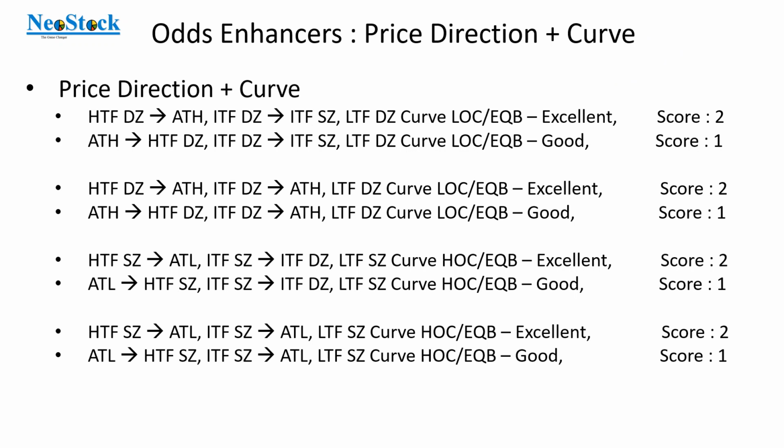Okay, now let us get into a practical session. I'm taking this scenario: HTF demand zone to all-time high, prices are moving. ITF demand zone to all-time high, prices are moving. So that means HTF price direction and ITF price direction both are in our favor. When both are in our favor, which demand zone? LTF demand zone, lower time frame. That is our entry time frame. Our entry time frame demand zone, whether it is at low on the curve or at equilibrium, it doesn't matter. Wherever it is, we get a score 2, the maximum score.